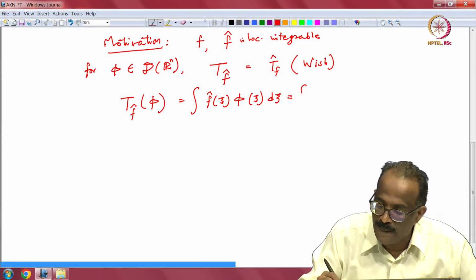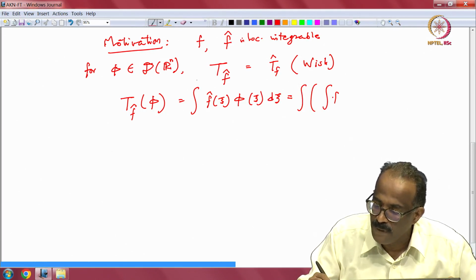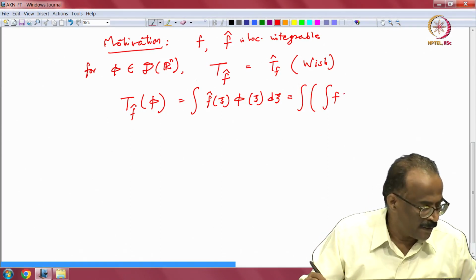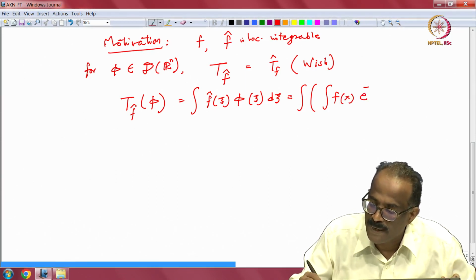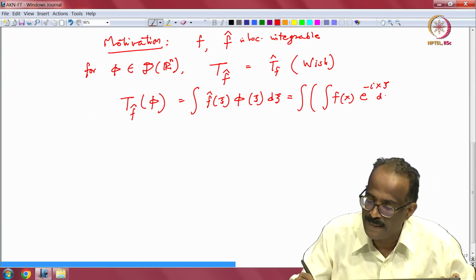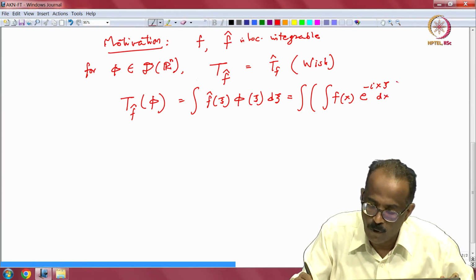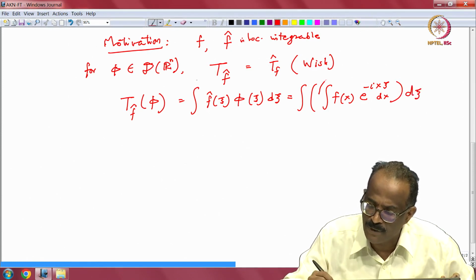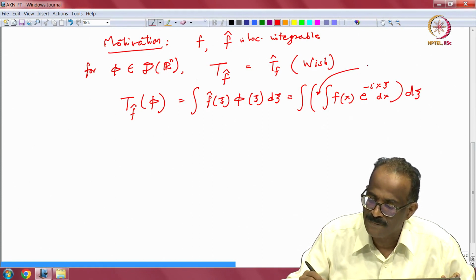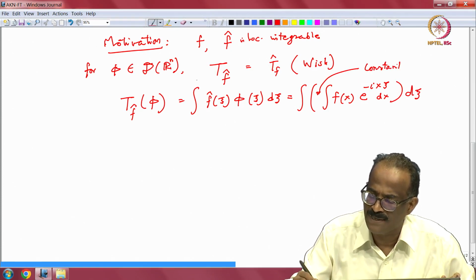So, write down your formula. You have the integral of f of x e power minus i x ψ, dψ. Of course, in your preliminary you used a constant here. So, if you are using that constant, follow that constant.